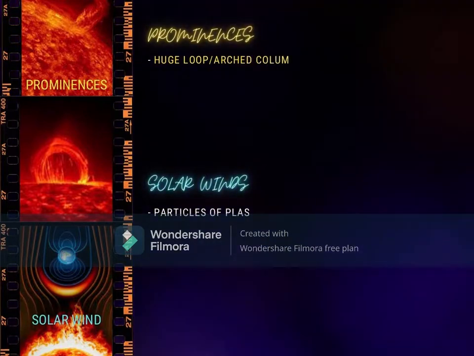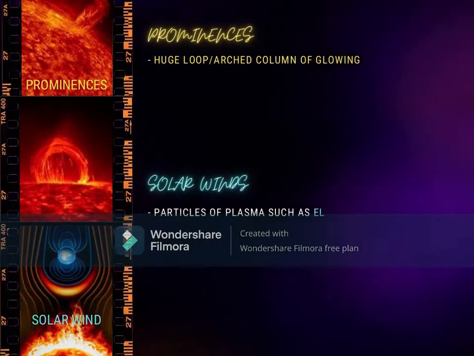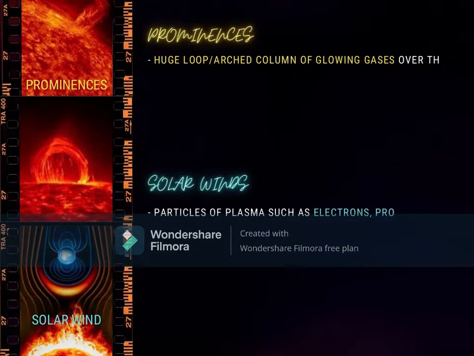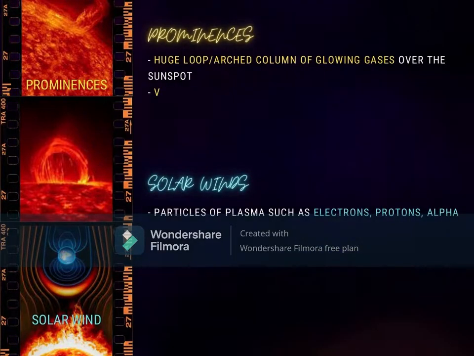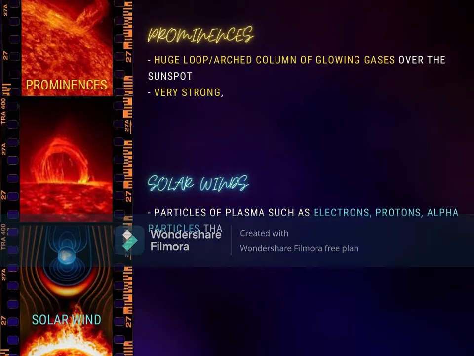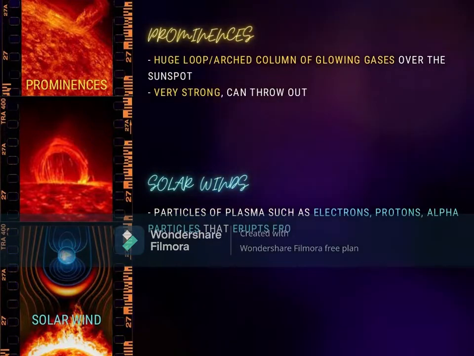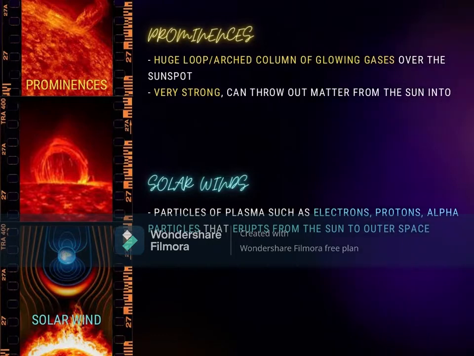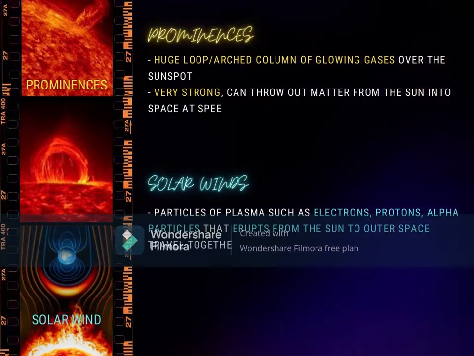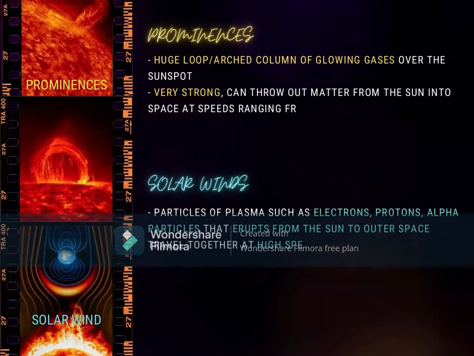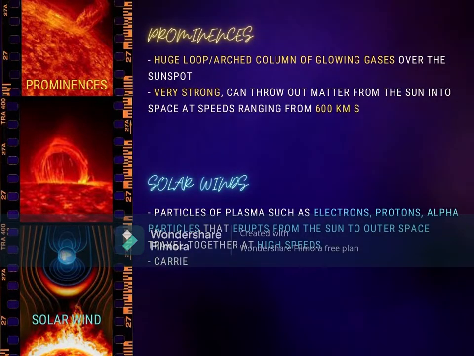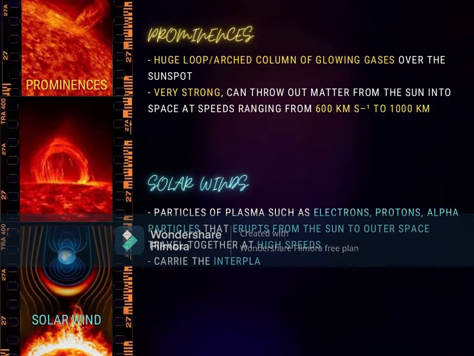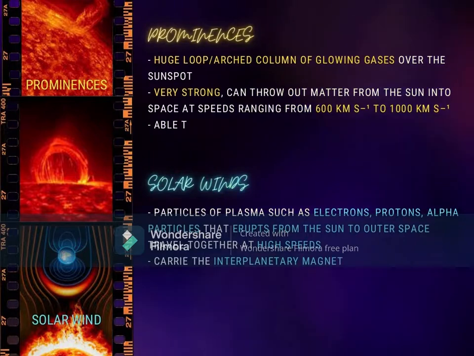Second is prominences. Prominences are huge loops or arched columns of glowing gases over the sunspot. Prominences are very strong. They can throw out matter from the sun into space at speeds ranging from 600 km per second to 1,000 km per second. The prominences are able to reach heights of thousands of kilometers.